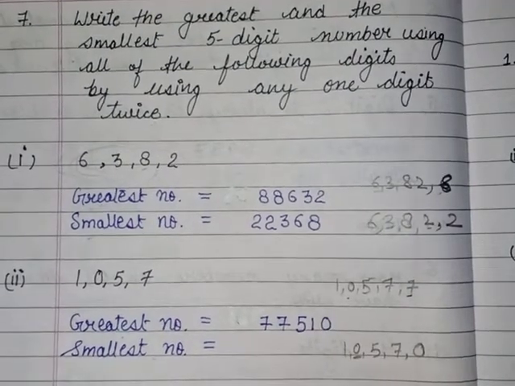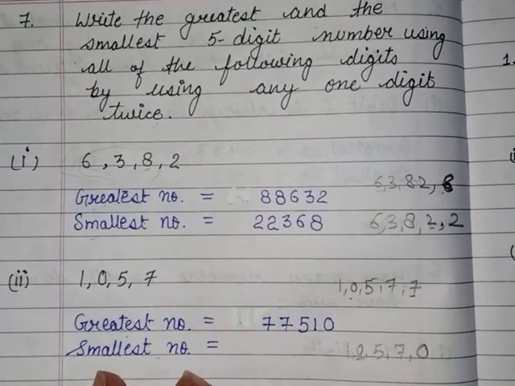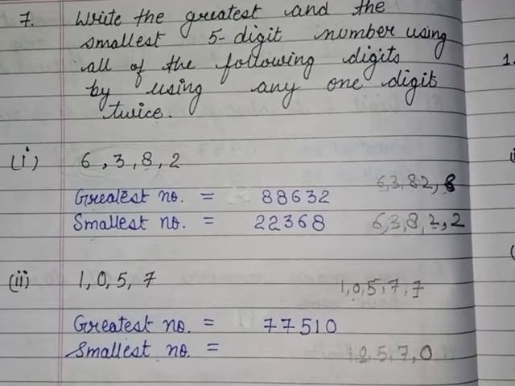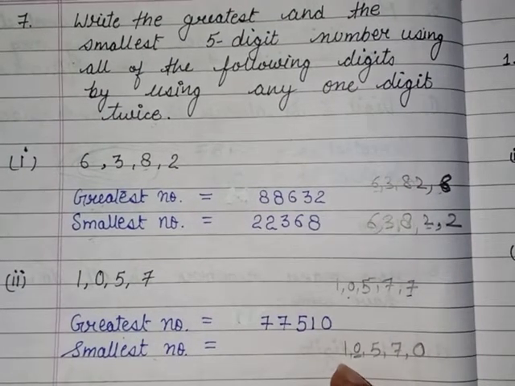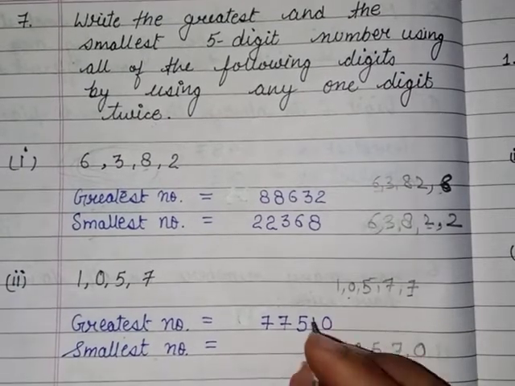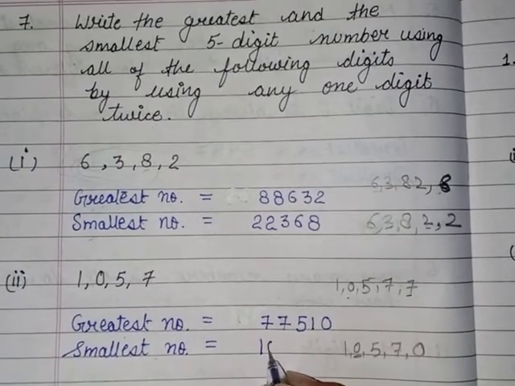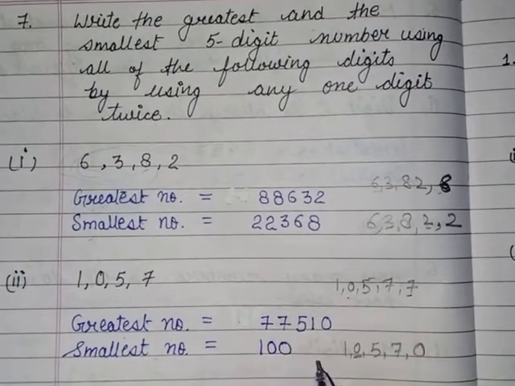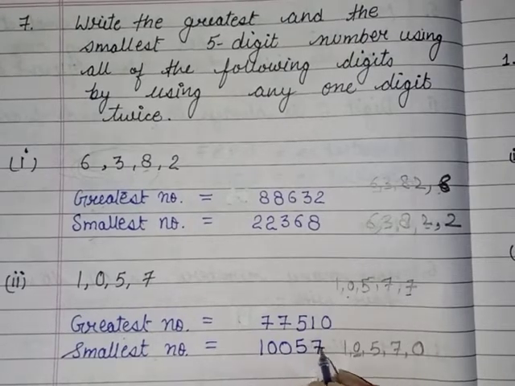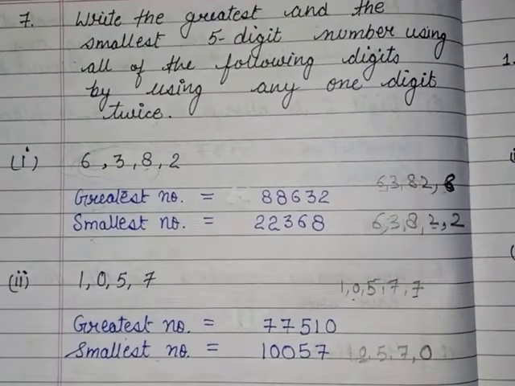0 is the smallest. Now to form the smallest number, arrange them in ascending order, smallest to the greatest, but we cannot put 0 in the starting. So firstly we will put 1, then smallest is 0, 0, then 5, then 7. So this is your answer.